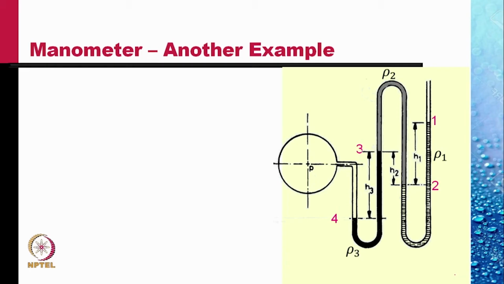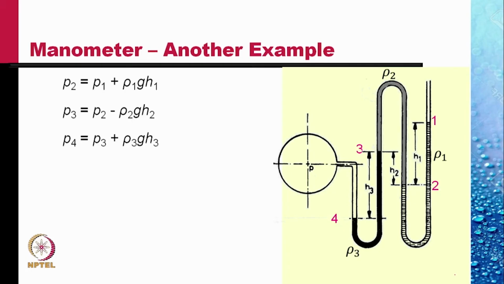Let's mark the points 1, 2, 3, 4. These are the levels at which the fluid changes. Clearly, the pressure at point 2 is greater than the pressure at point 1 in the rightmost limb, and is given by P2 is equal to P1 plus rho 1 gH1.